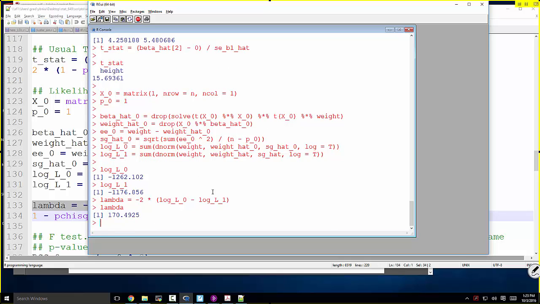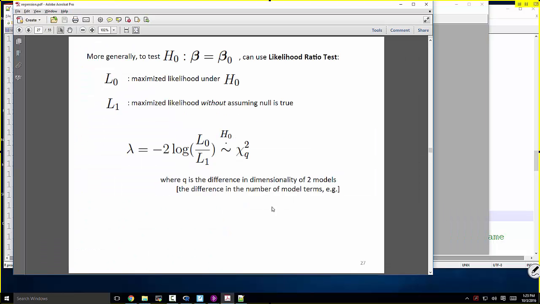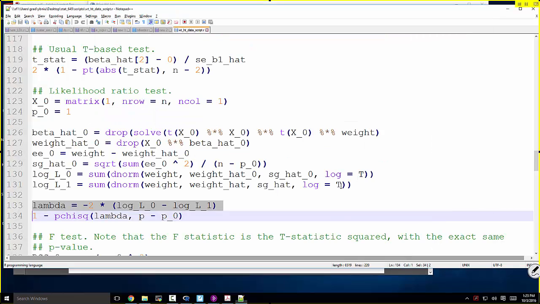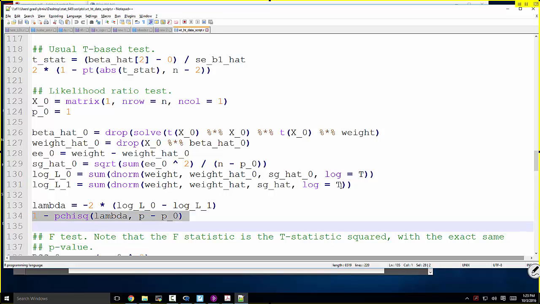And what we compare that to, under the null hypothesis, that statistic is approximately chi-square with q degrees of freedom, where q is the difference in dimensionality of the two models. We have a model that has 2 parameters, that's the unrestricted one, and now we have a model that only has 1. The restricted model has pulled off just 1 parameter. So I want right tail probability evaluated at my statistic in the chi-square with p minus p0 degrees of freedom.